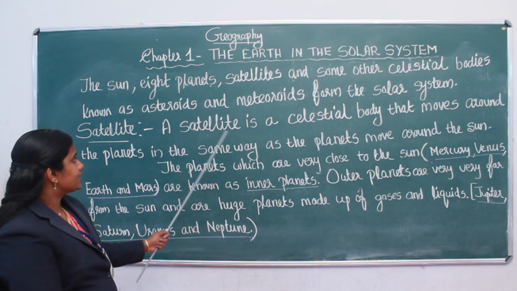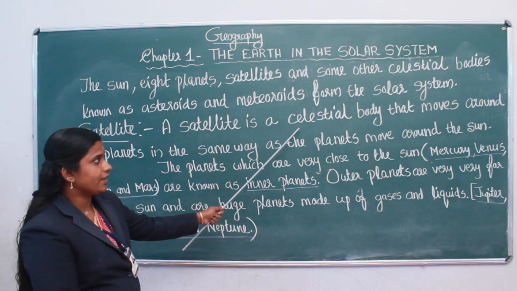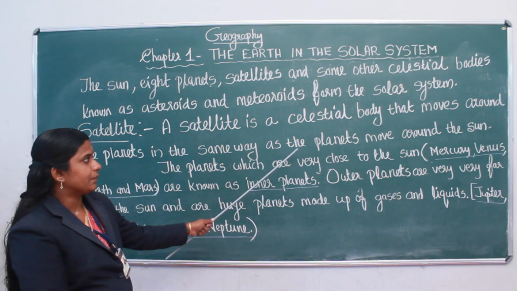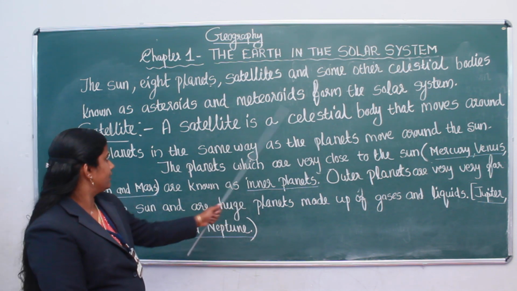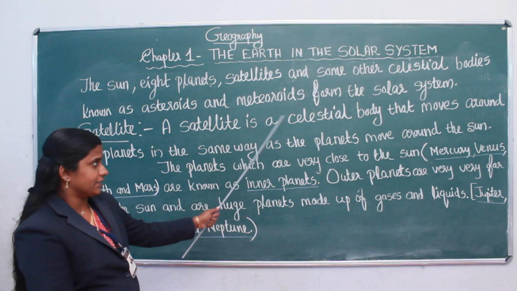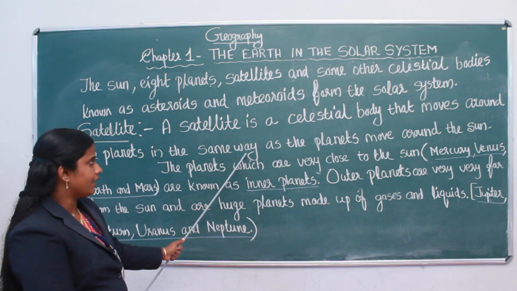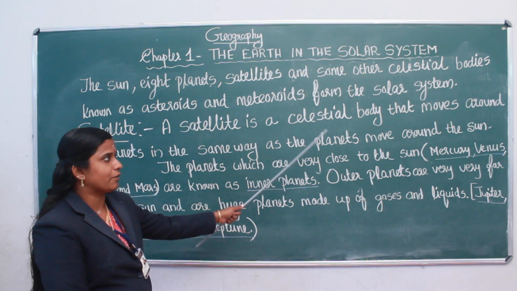Satellite. A satellite is a celestial body that moves around the planets in the same way as the planets move around the sun.